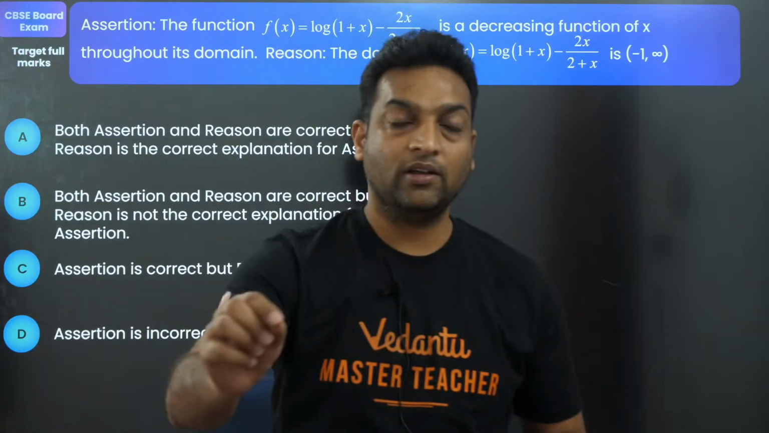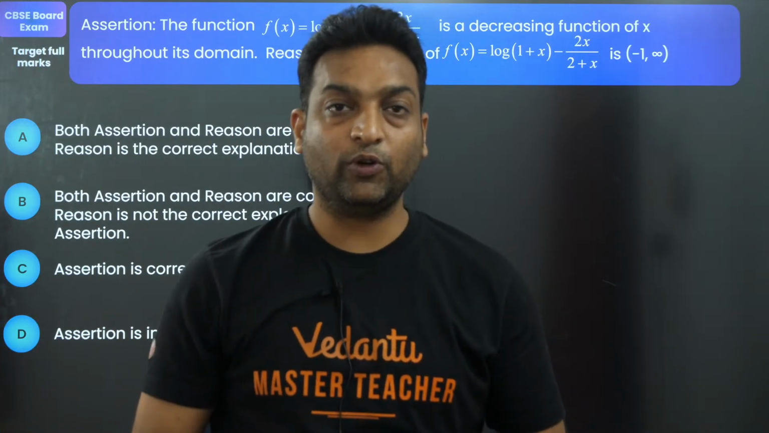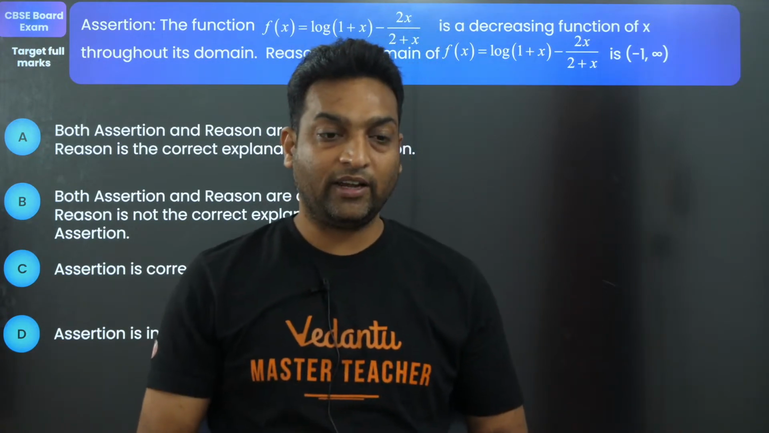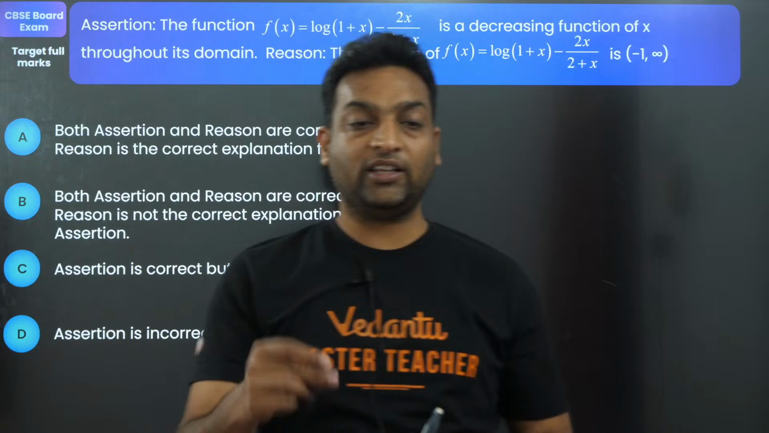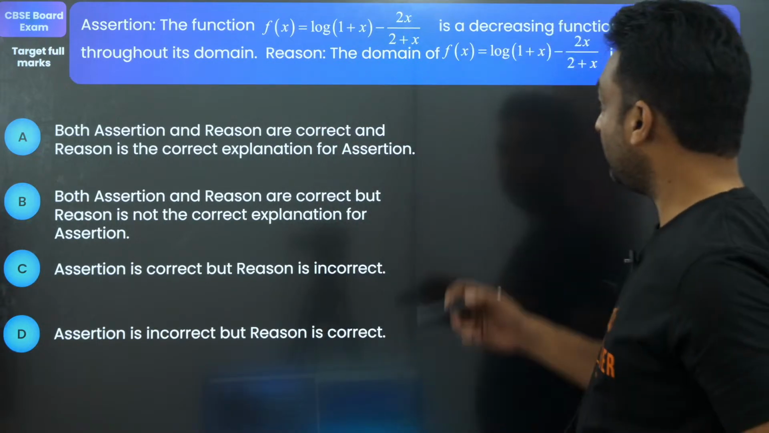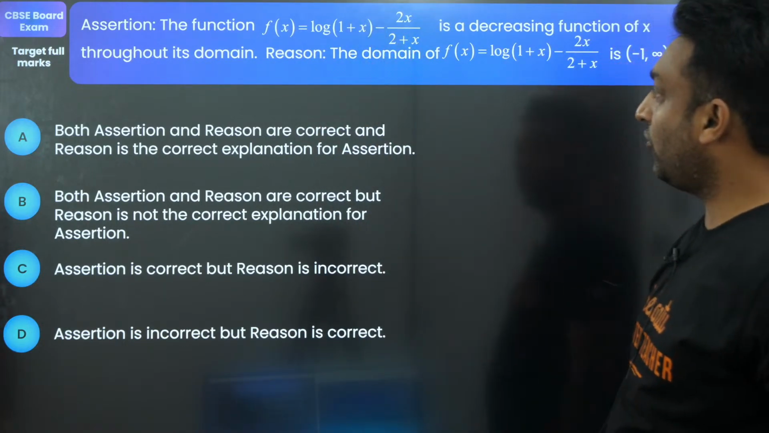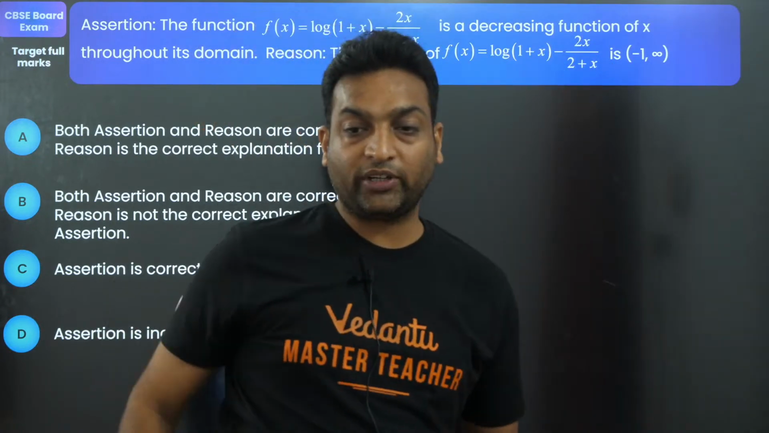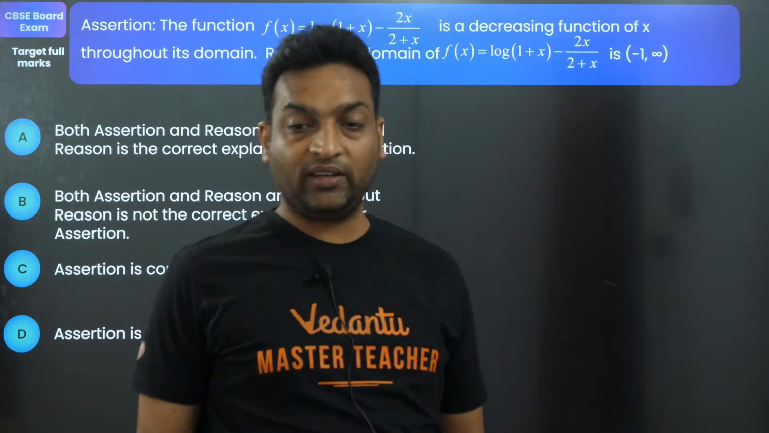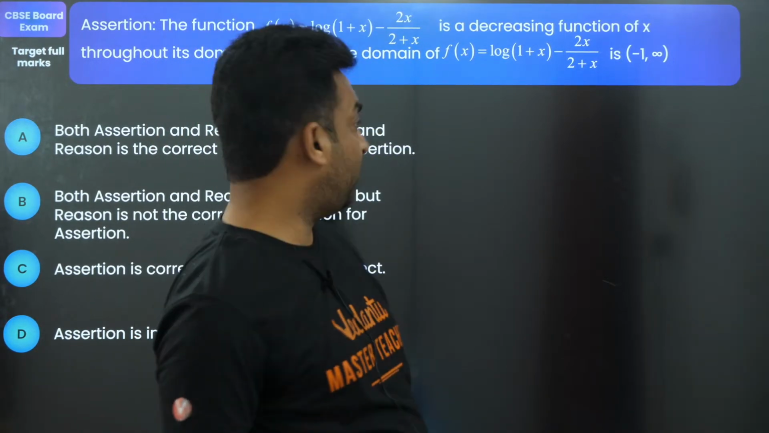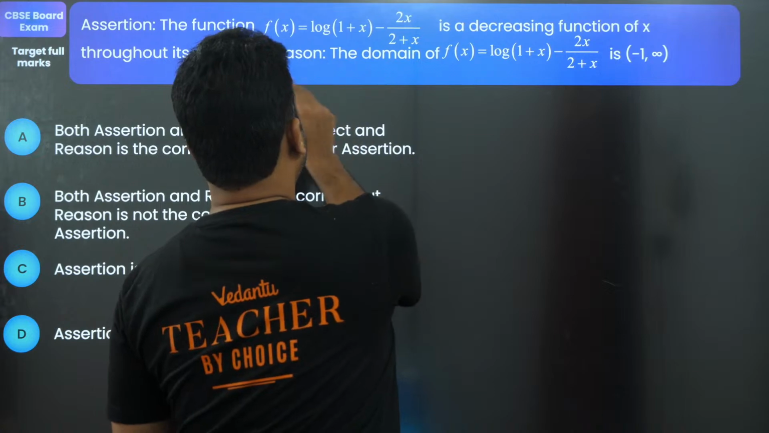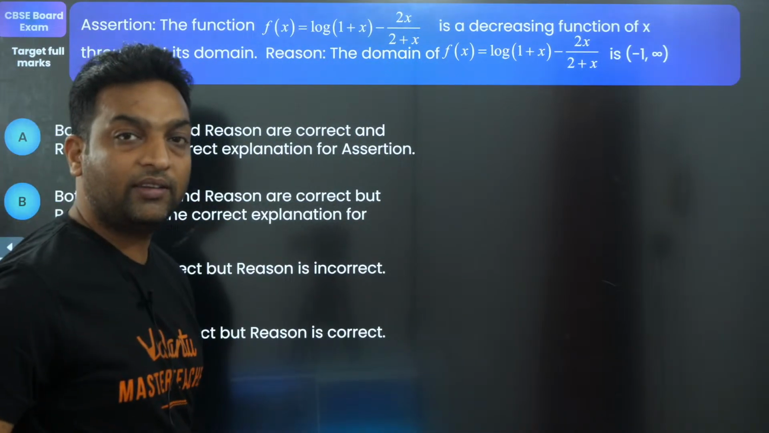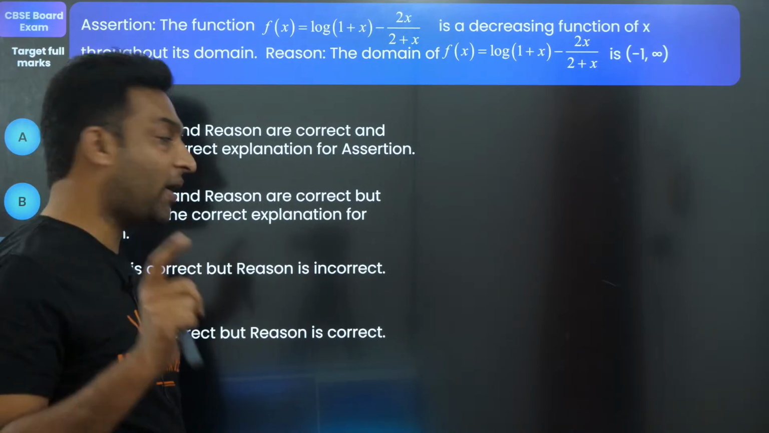Chalo. This was the question which we started with but could not finish because of some voice lag. Let's finish it now quickly. f(x) equals log of 1 plus x minus 2x upon 2 plus x. We have to tell whether this function is increasing or decreasing, and in the reason, it has been mentioned about the domain of this function.